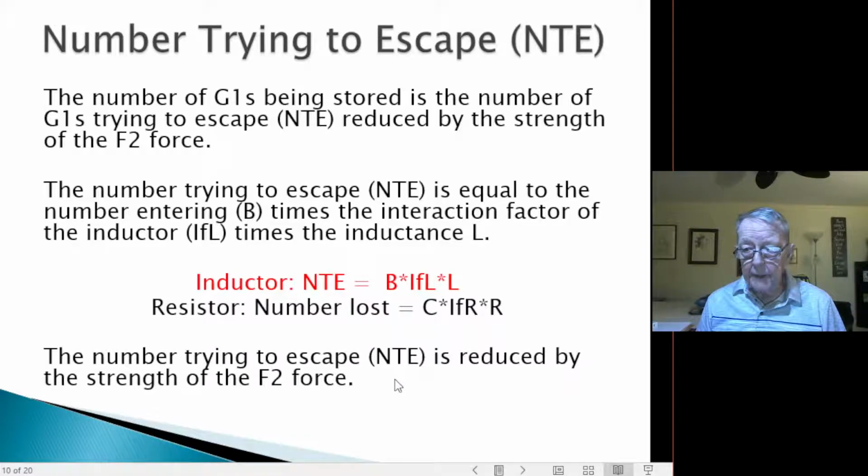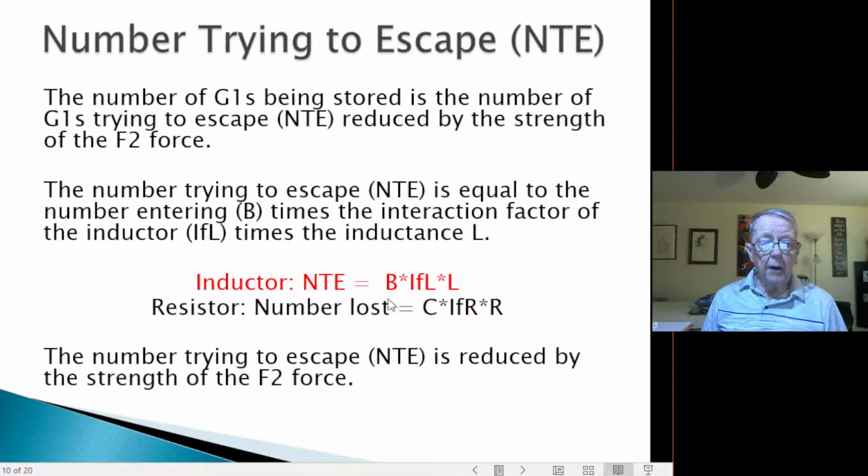Well, now that I'm getting into the equations, and I don't know any other way to do it. If you're not interested in equations, you've got the part of the theory of the inductor, but I'm going to go ahead. The number of G1s being stored is the number of G1s trying to escape, reduced by the strength of the F2 force. The number trying to escape is equal to the number entering, which is B. That's a label in the diagram that I had, I didn't point it out, times the interaction factor of the inductor, IFL, times the inductance, which is L.